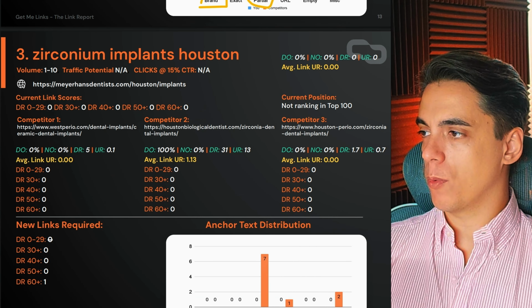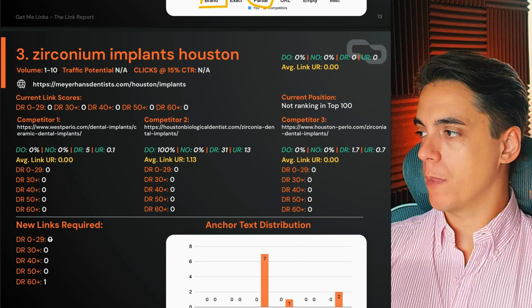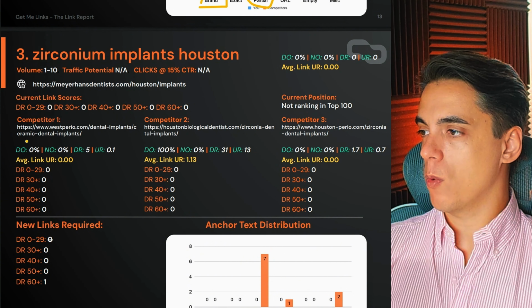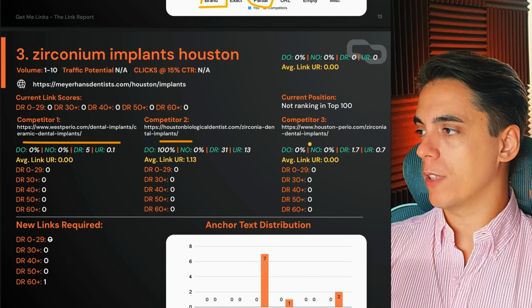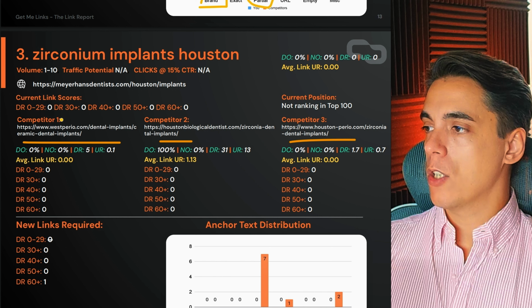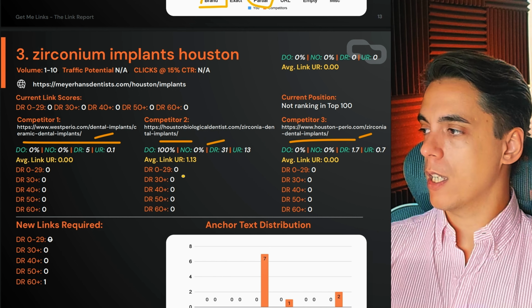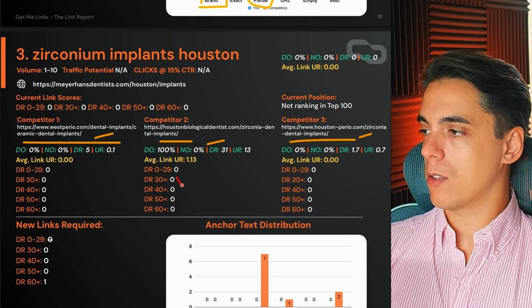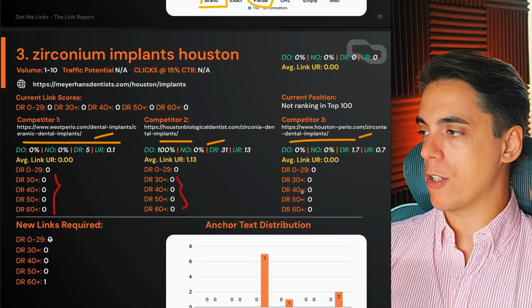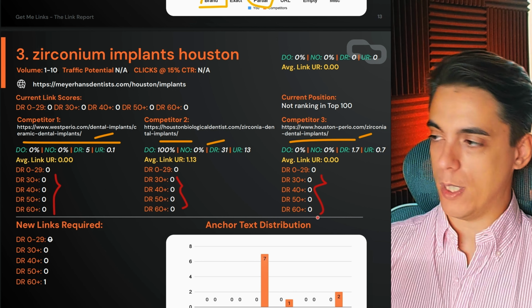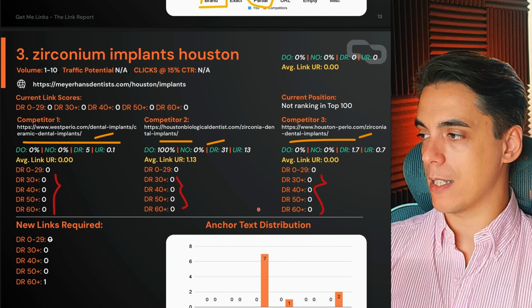Now, amazing. What do we do now with these implants? Well, very similar case, okay? West Perio, Houston Biological Dentist, and Houston Perio. So the really good news here is they're all ranking within 10 pages, and as you can see, none of them has a single backlink of quality in these 10 pages, right? The backlinks that matter. There's definitely some backlinks here.